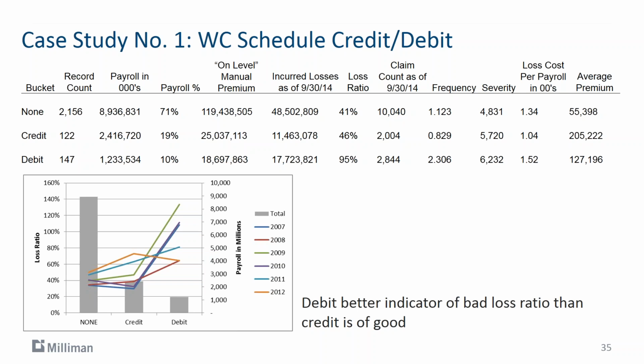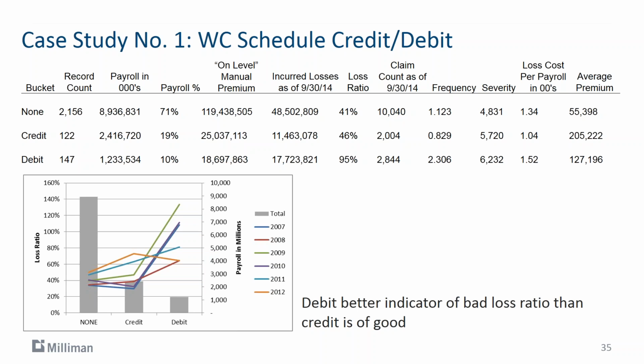And again, we're showing the on-level manual premium, so before any credit is applied, the incurred losses, and it shows the loss ratio. So the bar shows here, by volume or height of the bar, most members do not get this credit. But of the ones that do, you can see that there isn't much difference between the experience of the members that get a credit versus those that don't participate in this.